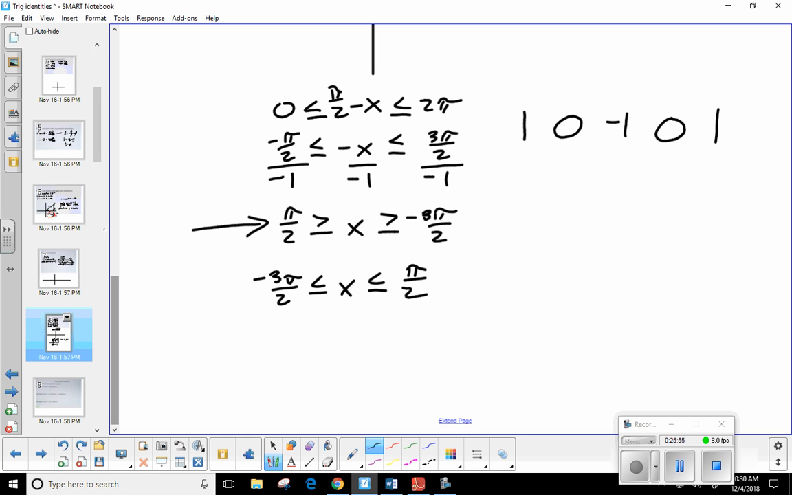Okay, Satish, what are the critical values for cotangent? Undefined, 1, 0, -1, and then undefined. Tangent goes undefined, -1, 0, 1, undefined. Make sure we know those. We definitely need that.